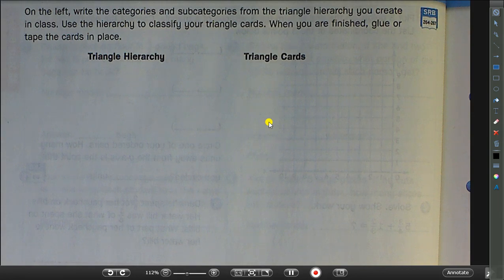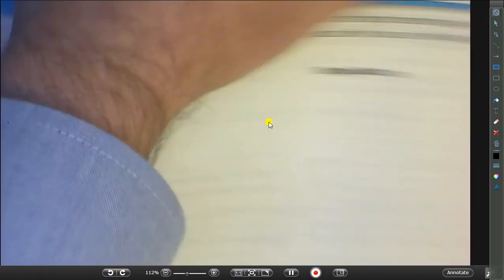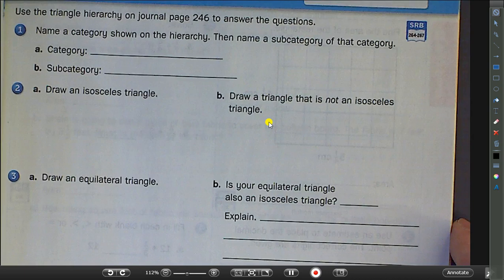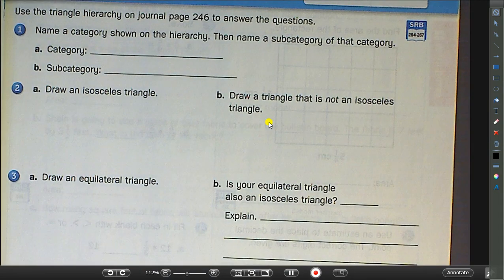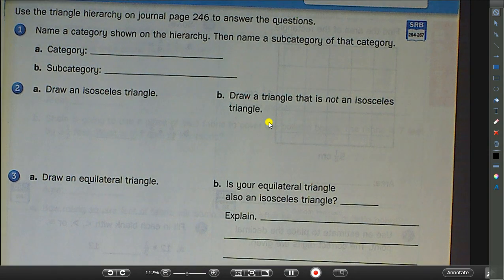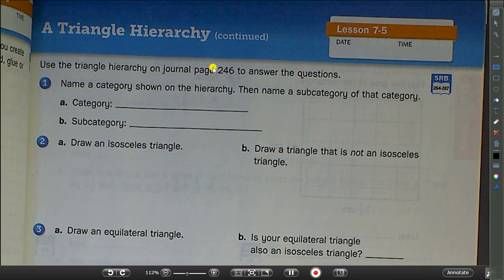Now we are going to use that to answer the questions on the next page, because once we do, this should be pretty easy. Use the triangle hierarchy that we just did on page 246 to answer the questions. Name a category shown on the hierarchy, then name a subcategory of that category.